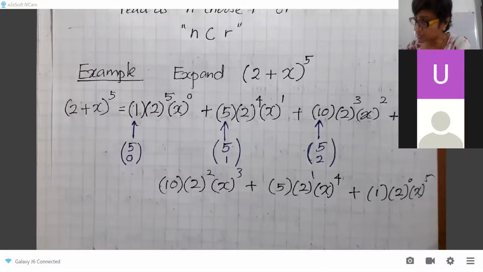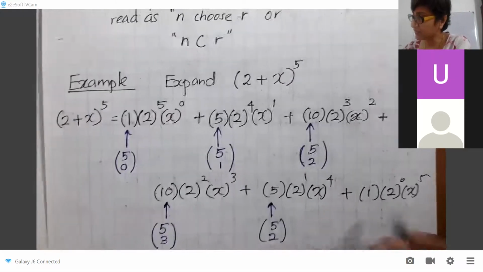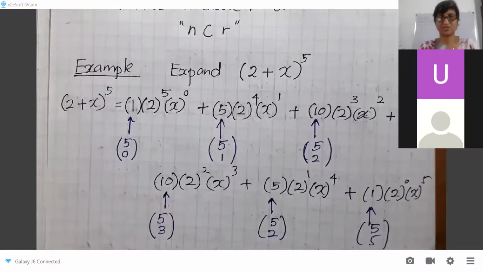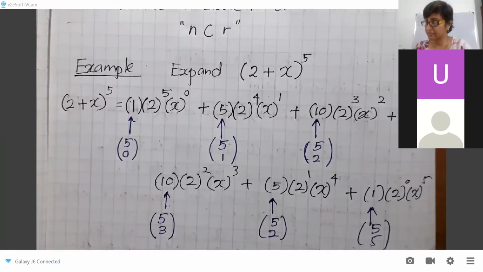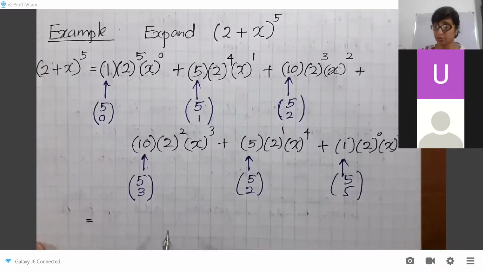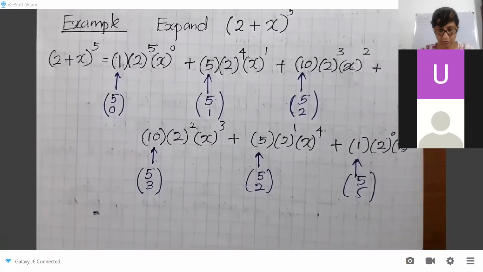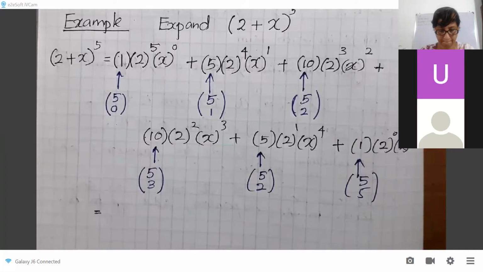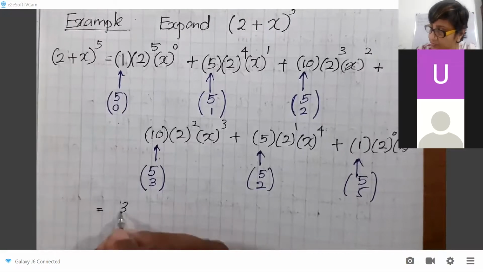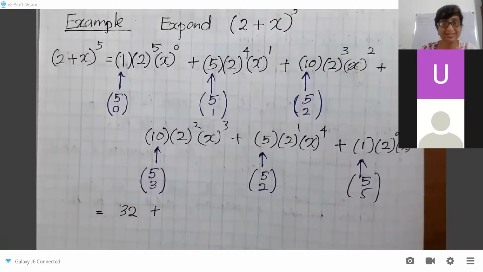But I know that this should come from 5 choose 3, this should come from 5 choose 4, and this should come from 5 choose 5. You can check that from the calculator. And then if I simplify this expansion, I just wrote it out how the binomial theorem tells me to do it. Now, this is just 2 to the power of 5. 2 to the power of 5 is 32. 32 plus 5 times 2 to the power of 4.